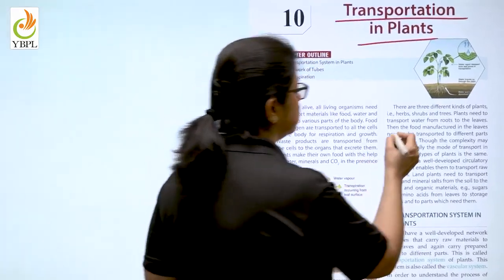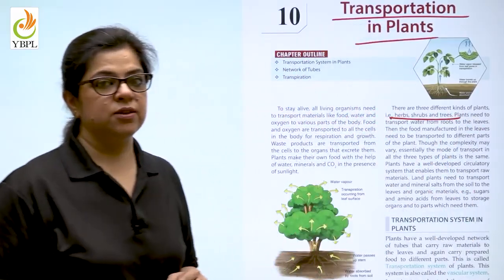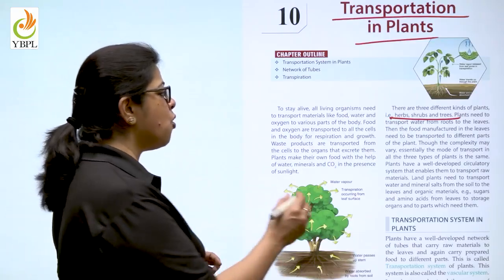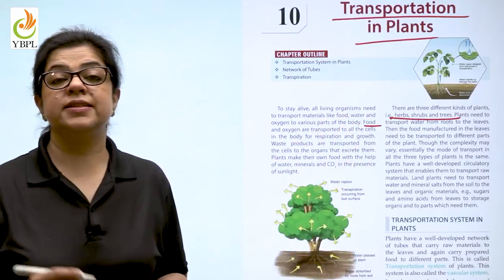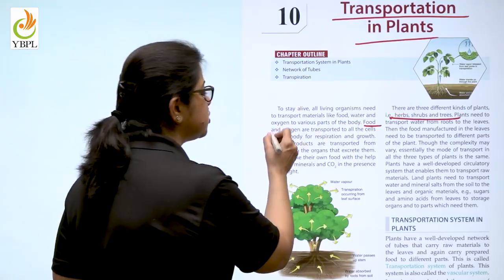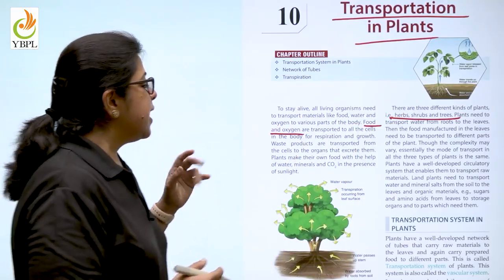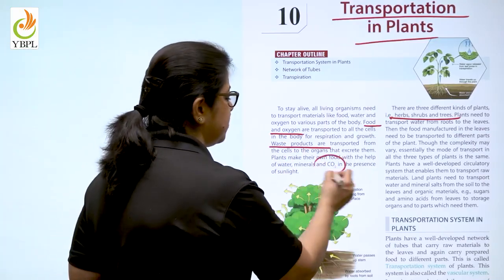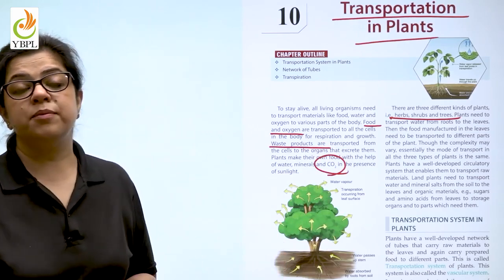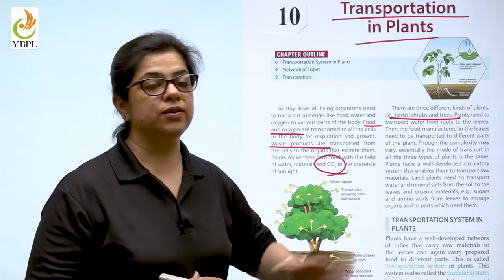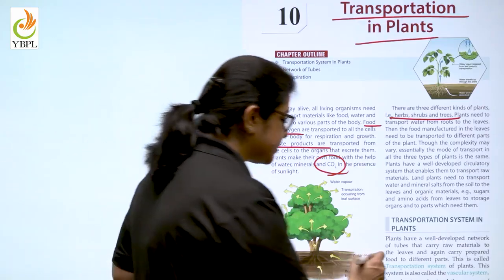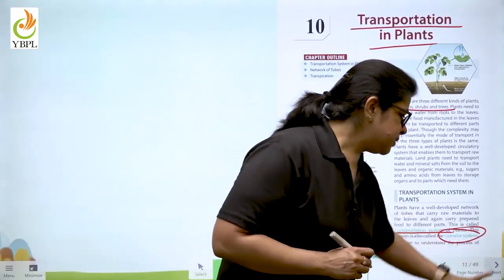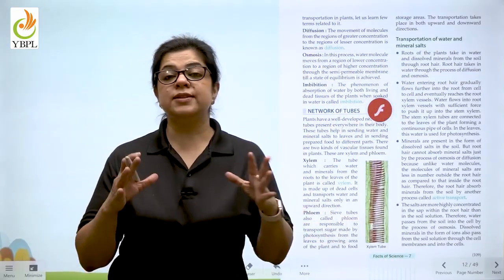So be it herbs, shrubs or trees, all plants need transportation, and transportation of food that is created during photosynthesis, oxygen created during photosynthesis, and the waste products that are to be excreted, in this case, carbon dioxide. Then there is requirement of transportation of water and minerals. So the transportation system in plants, which is also known as the vascular system, is made up of many tubes.